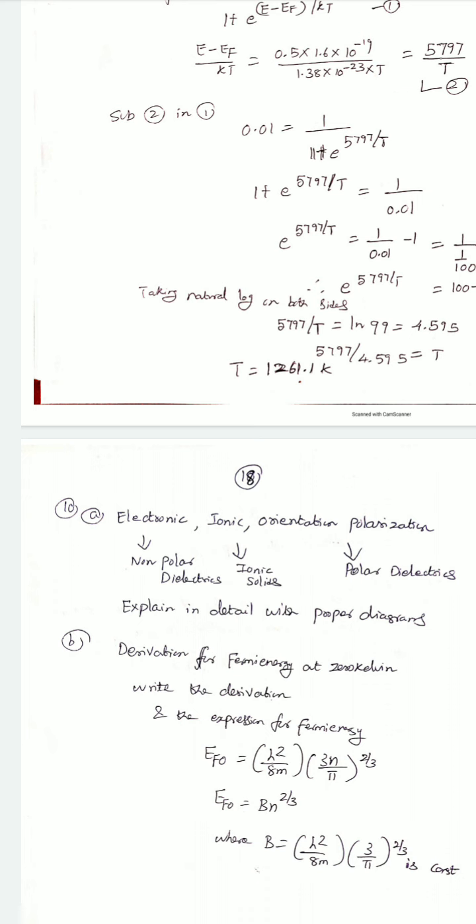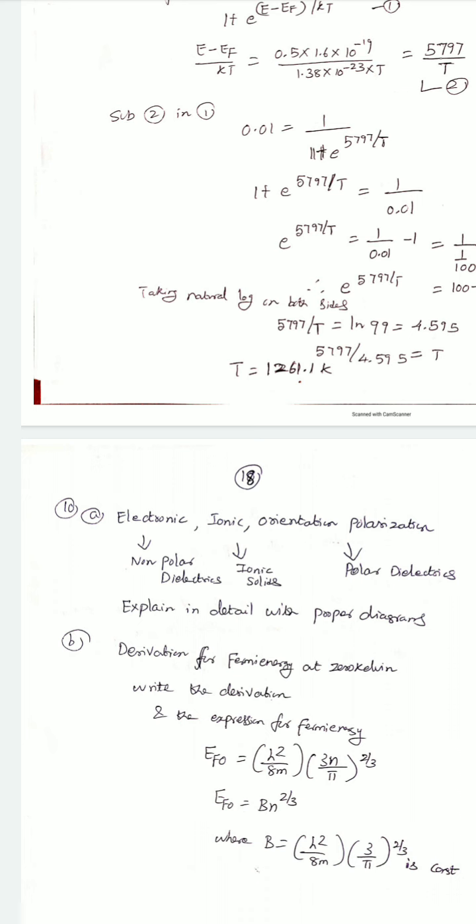Electronic polarization is the polarization which happens in the non-polar dielectrics. Similarly, orientational means the polarization which occurs in the polar dielectrics. Ionic polarization is the polarization which happens in the ionic solids. With a neat diagram you have to explain in detail.